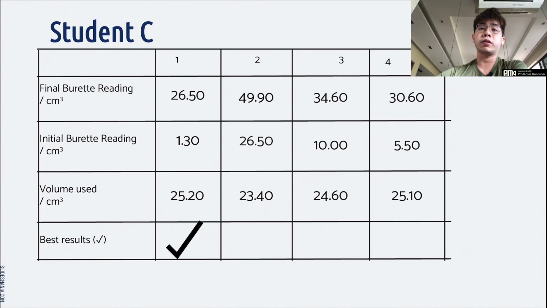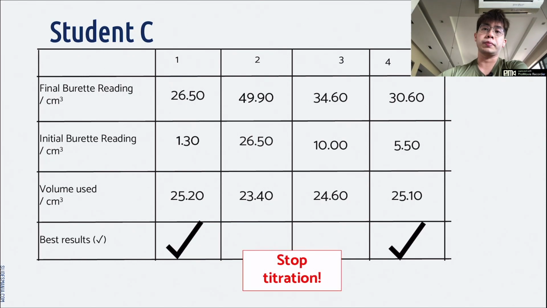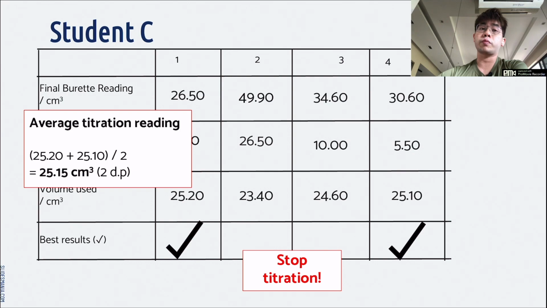Now you see that although this student did 4 titrations, the fourth one was concordant with his rough titration. Once you have a set of concordant results, you can tick them and ignore the rest. Don't erase them, because this is important. Then you stop the titration. Take your concordant results, calculate the average, remember to show the working, and give the final answer to 2 decimal places.